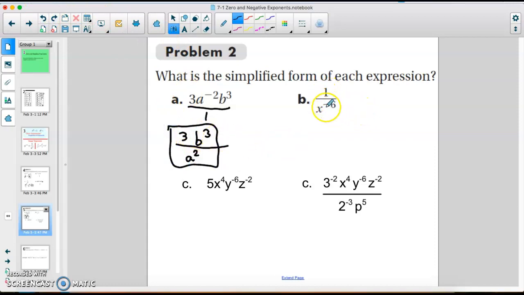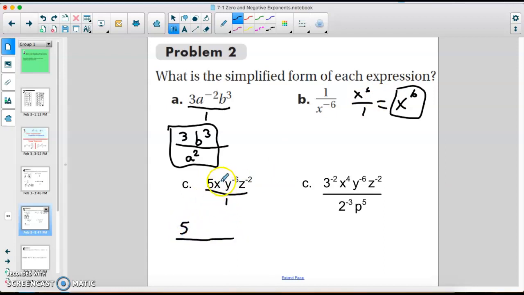All right, now here I have a negative exponent in the bottom, and so I'm going to bring it up to the top. We're going to have x to the 6th over 1, which is just x to the 6th. Okay, down here I'm going to just take it as I see it, right? And so the 5 stays up on top.